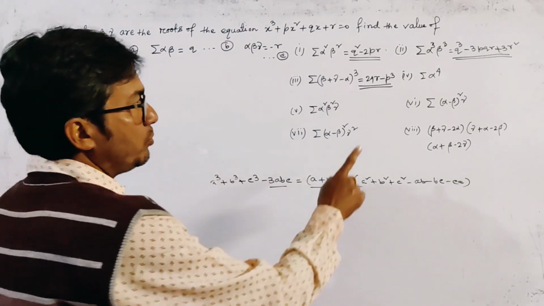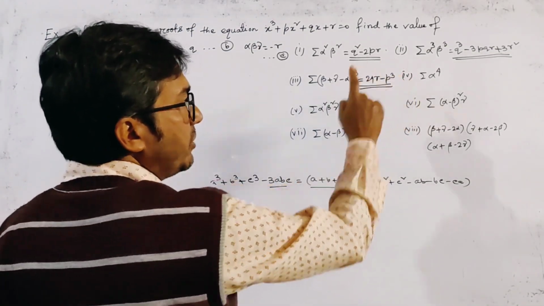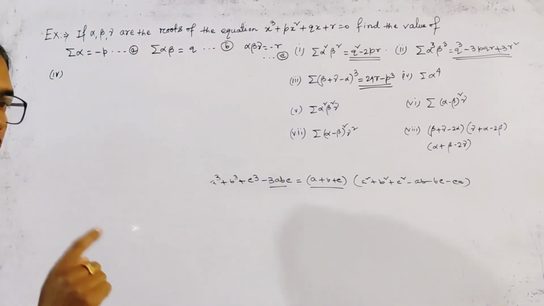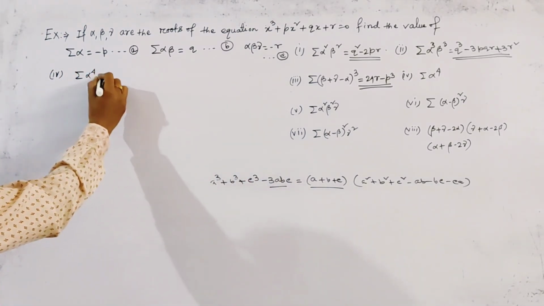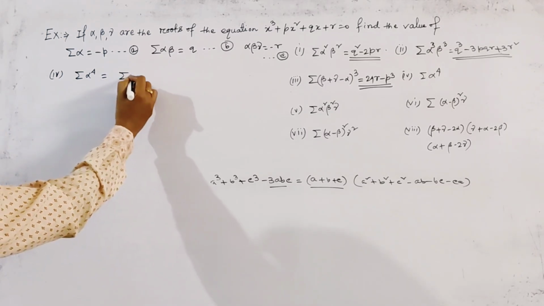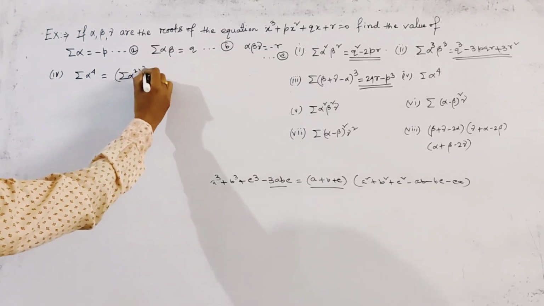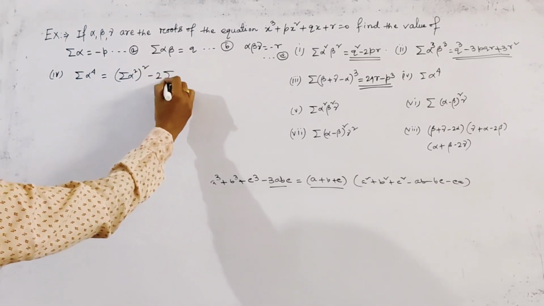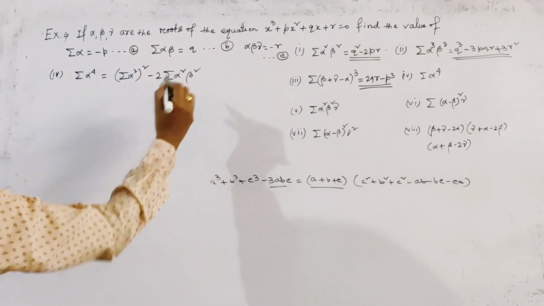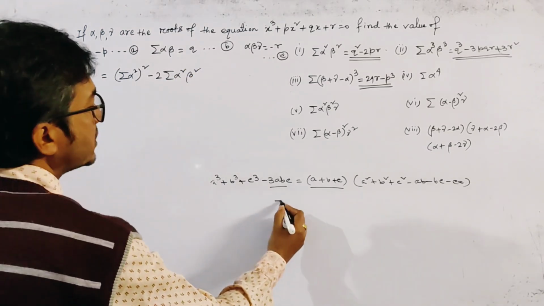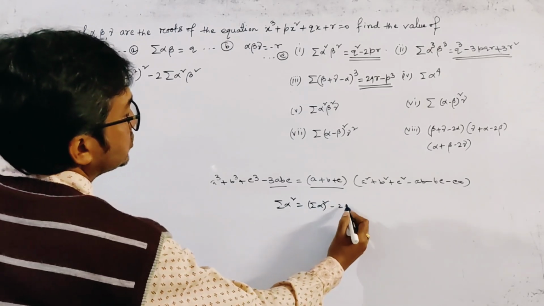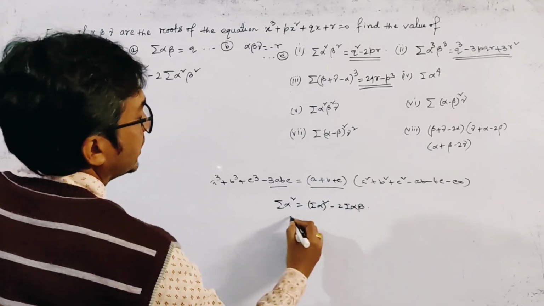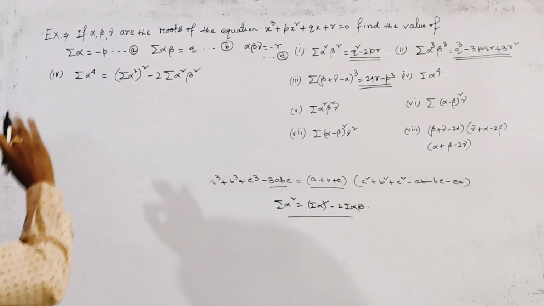Now for the fourth expression, this is given by summation alpha to the power 4. We can write summation alpha to the power 4 in the form of summation alpha square whole square minus 2 into summation alpha square beta square. As we write summation alpha square equal to summation alpha whole square minus 2 into summation alpha beta, using the same relation, we write this.